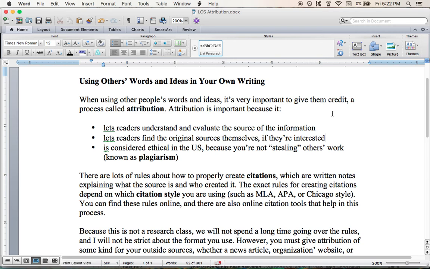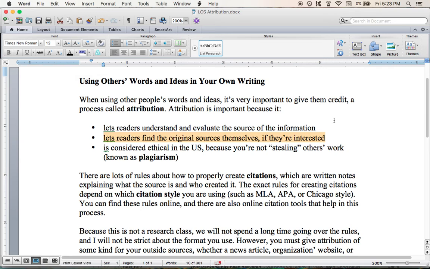This is also considered particularly important in academic writing, writing done by students and by professors, researchers, and so on, because attribution allows readers to find the original sources themselves if they're interested. So if a professor is reading a paper about a new scientific process and that paper mentions some other scientist who is working on the same subject, then the person who's reading it might want to go explore that work themselves, the work that's referred to in the paper they're reading. So if the writer has given enough information about the author that they're quoting or referring to, then the person reading it can go and find that original work themselves.